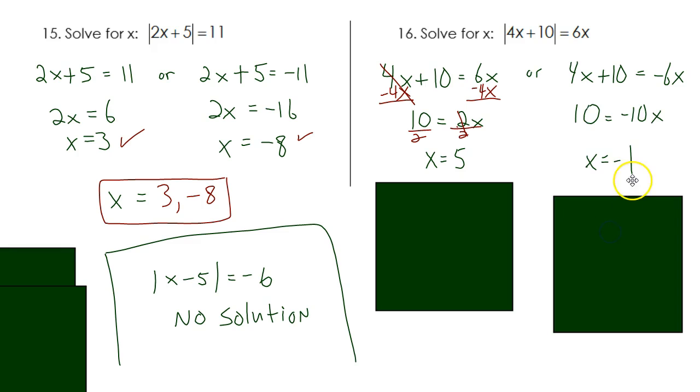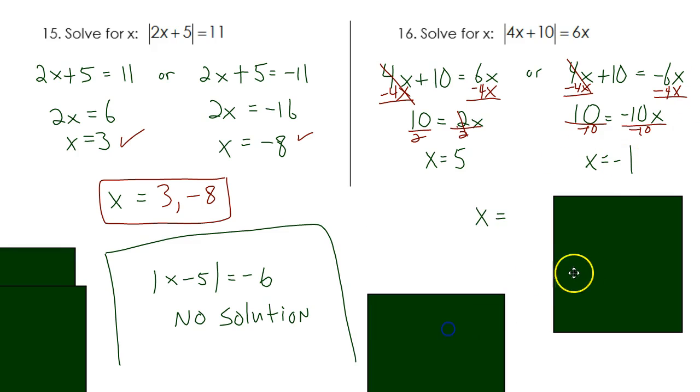I am going to do the same thing with 4x plus 10 equals negative 6x. I'm going to collect my variables to one side of the equal sign by subtracting 4x since it's positive here to get rid of it on the left. And then I'm going to divide both sides by the coefficient in front of the x, which is negative 10. So 10 divided by negative 10 is negative 1.